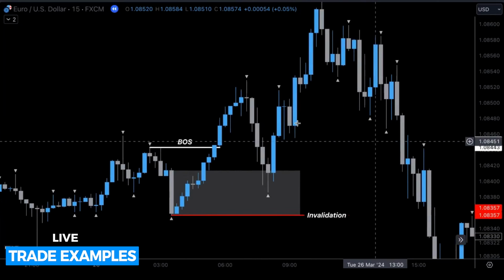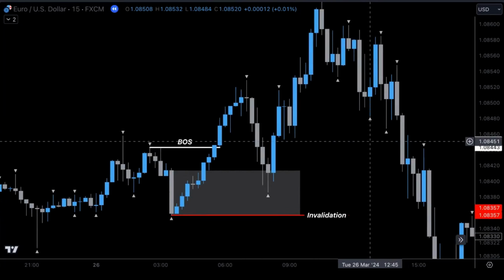Now let's look at some live trade examples so you can get a very crystal clear idea on how to execute these trend following plays. First off, I've broken this down into a step-by-step system so that you can follow along, and this should be very, very easy to understand.